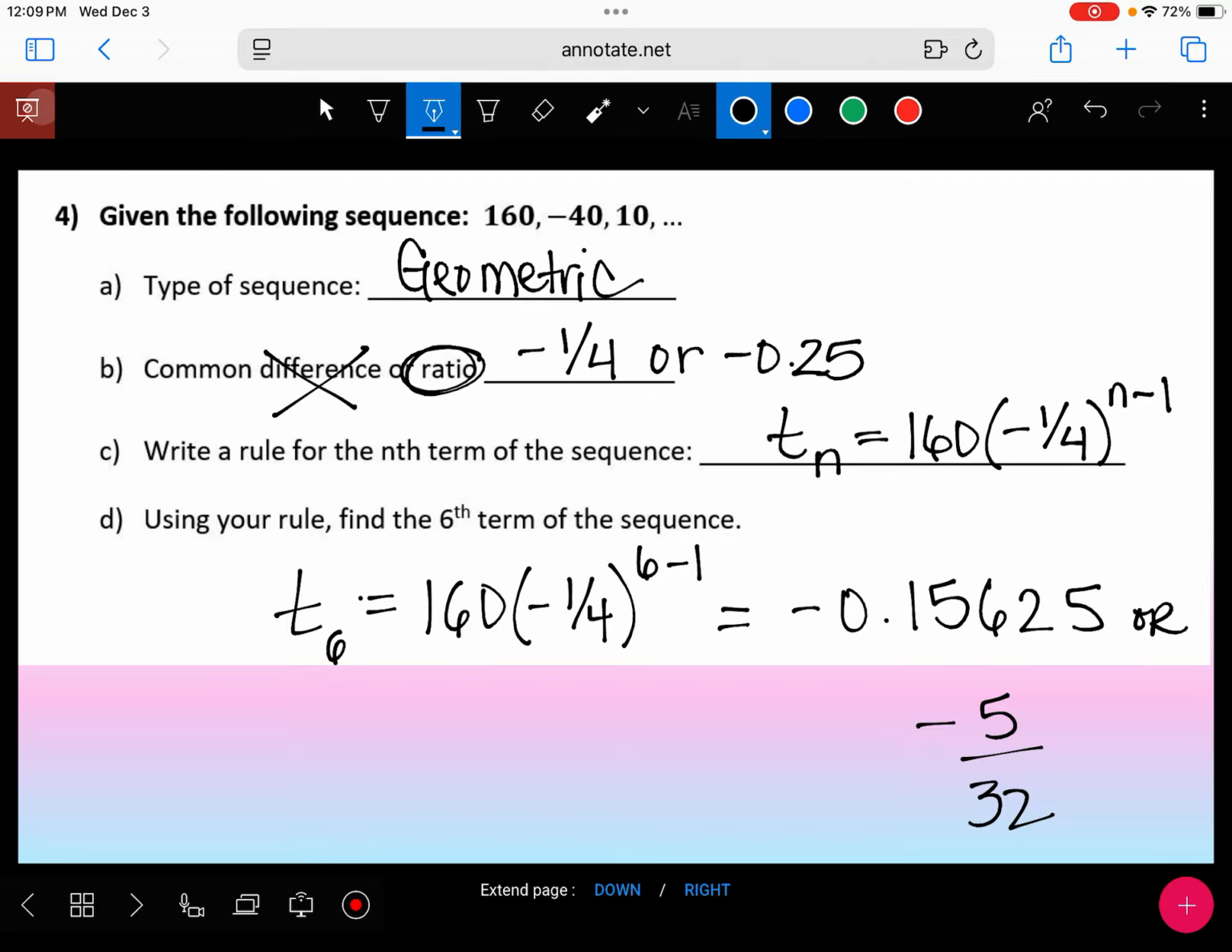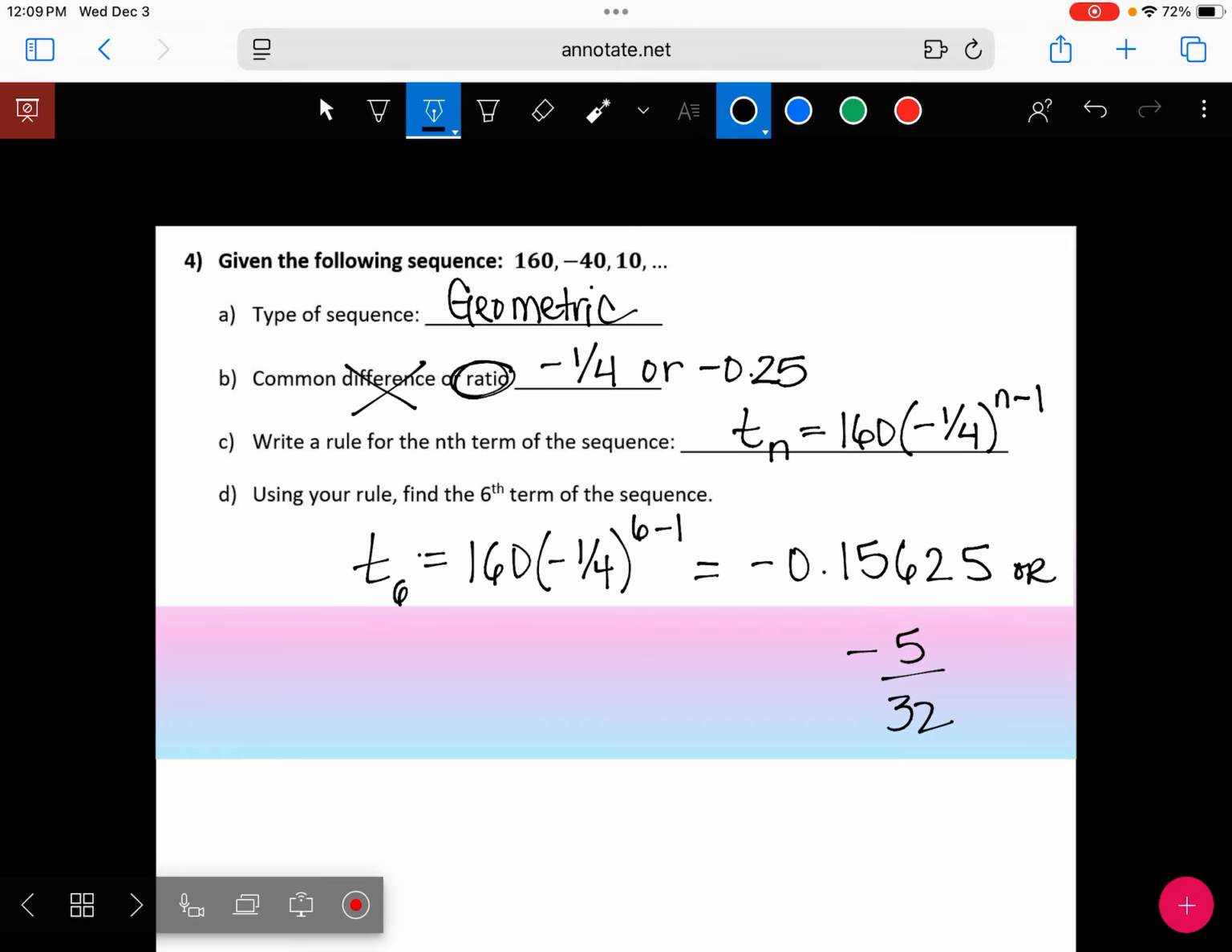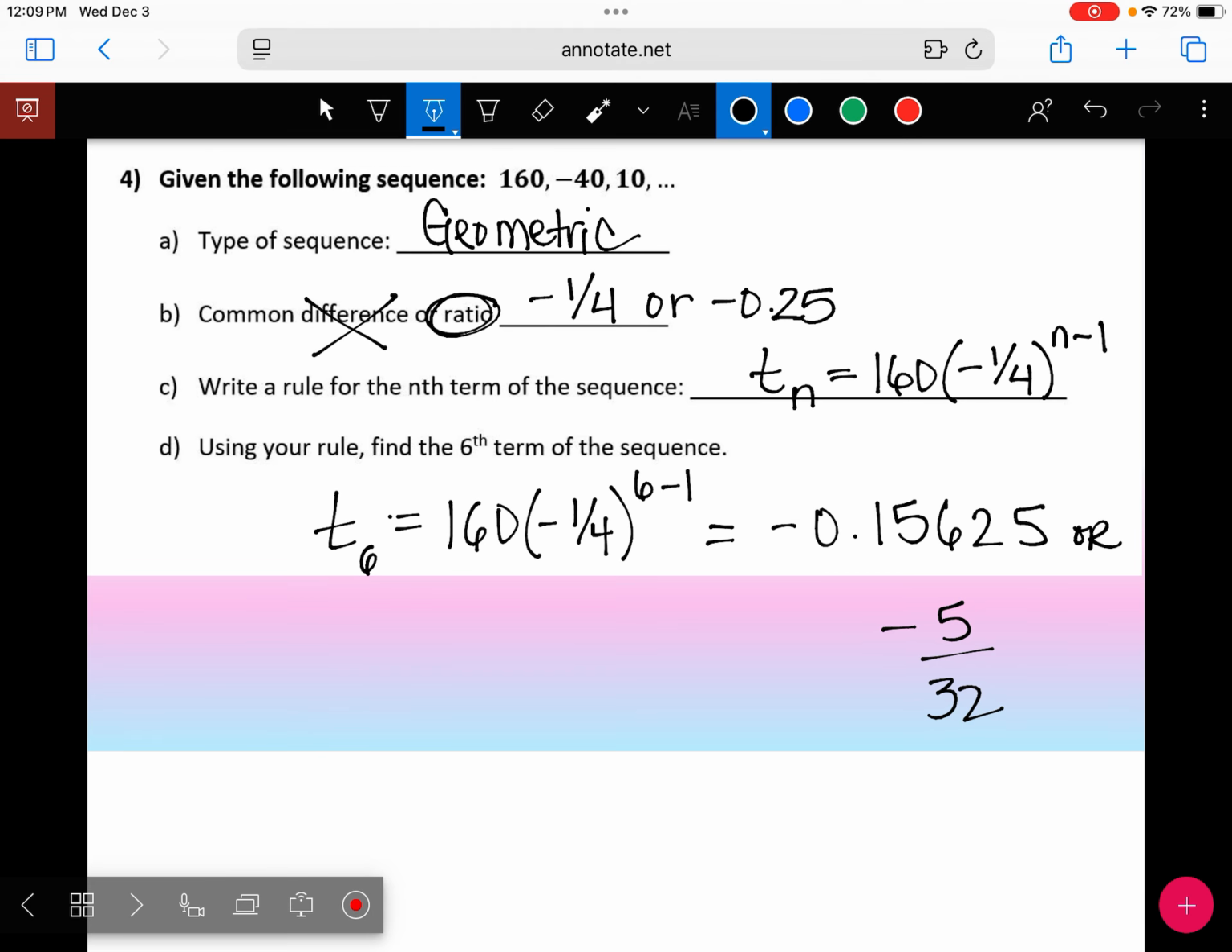Go ahead and compare your answer. I wrote it as a fraction or decimal. I don't know which way your calculator wrote it. If you use the 1/4, it may have given you a fraction, but either one of those would be correct. Okay, go ahead and do the next one by yourself. Do number 5 by yourself.